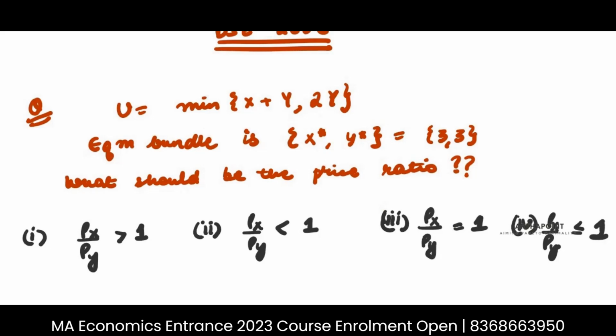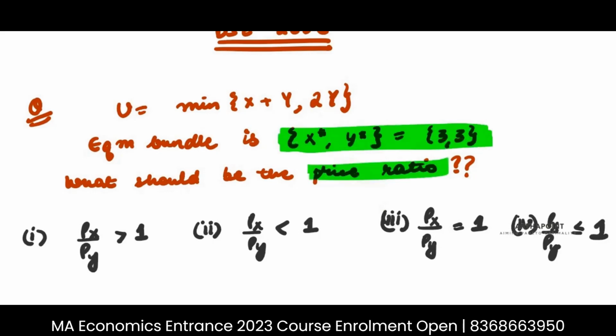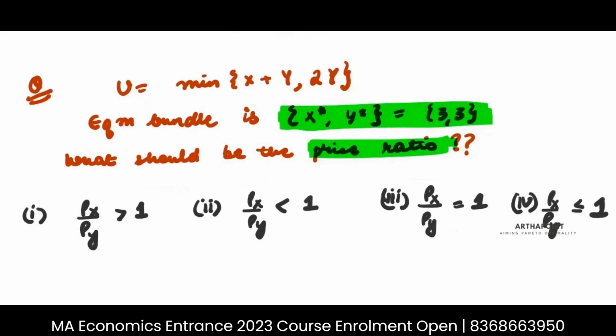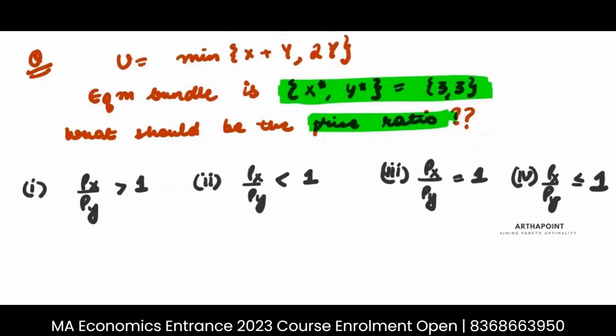Now, this is a reverse question. Usually, we are always asked to find the equilibrium bundle. But here we are asked to find the price ratio. So let's start from the very beginning. The first thing we do is to go ahead and find the shape of the indifference curve. To do that, whatever comes inside the utility function is equated.